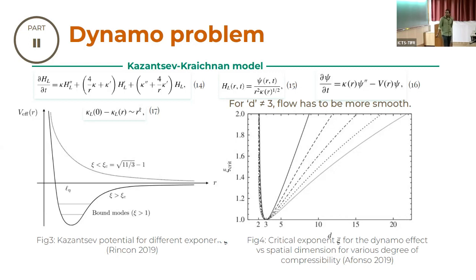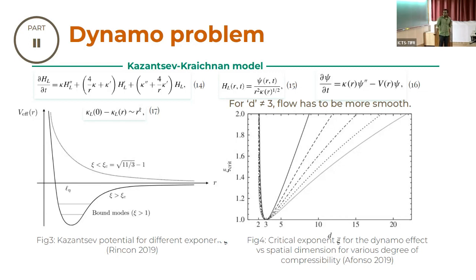That means the flow has to be more smooth for dimensions other than 3 for a dynamo to take place. Yeah, and the dotted lines are when we involve compressibility. So when we allow the compressibility to exist, then the critical exponent for a particular dimension hits a smaller value. I mean, even without going very smooth, one can get a dynamo in other dimensions than 3.